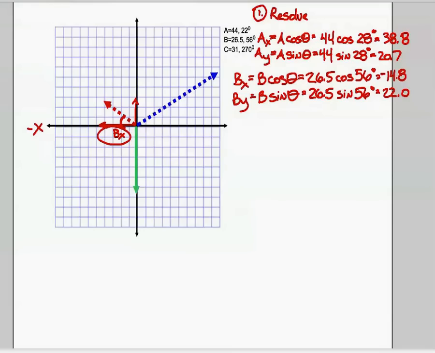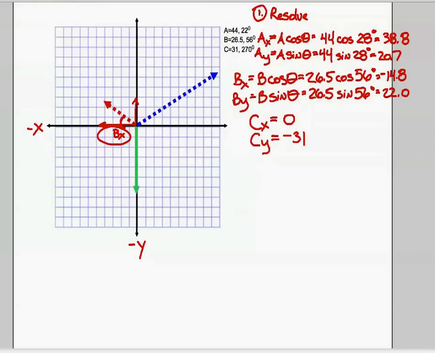Moving on now to vector C, I don't need to run this trigonometrically. You could, and you would still get the right answers. You could write out C cosine theta and C sine theta. But by looking at vector C, you can see that it is directed along the negative y-axis. And so all of the magnitude of 31 is directed in the negative y direction. So Cx is 0, and Cy is negative 31. Those are my components for A, B, and C.